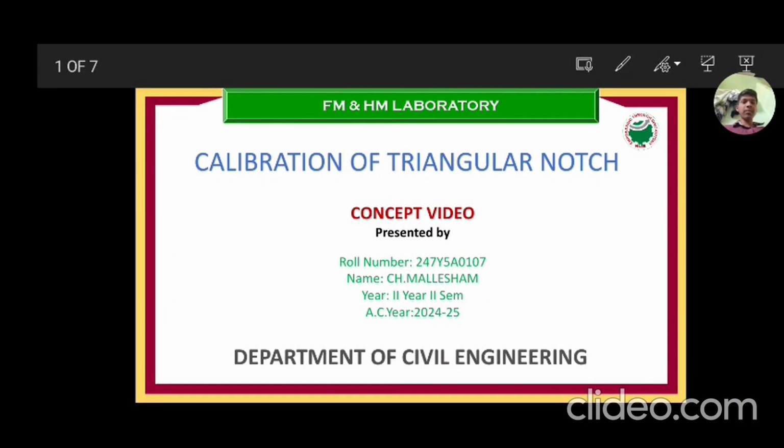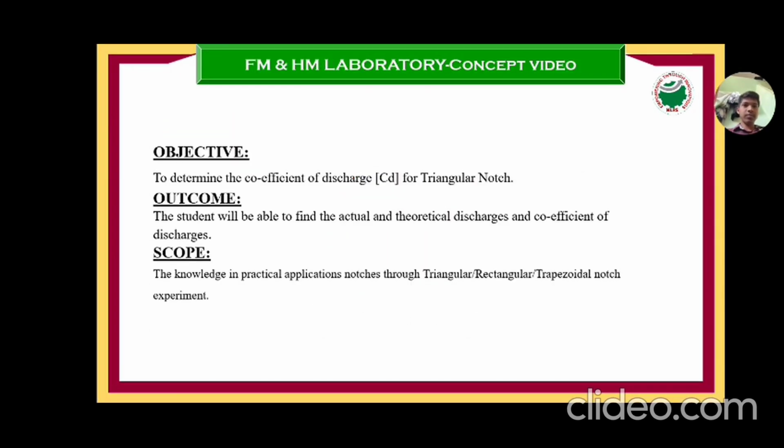Myself Mallesham, I am studying in MLRITM, second year B.Tech. I am explaining about the calibration of triangular notch. Objective: to determine the coefficient of discharge for triangular notch. Outcome: the student will be able to find the actual and theoretical discharges and coefficients of discharge. Scope: the knowledge of practical application of notches through triangular, rectangular, trapezoidal notch experiments.